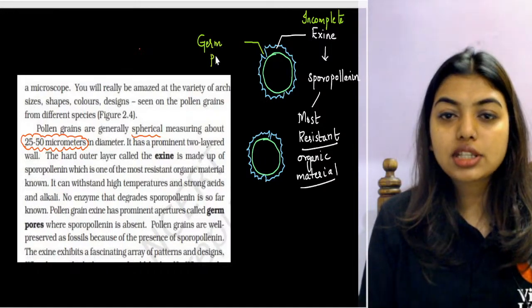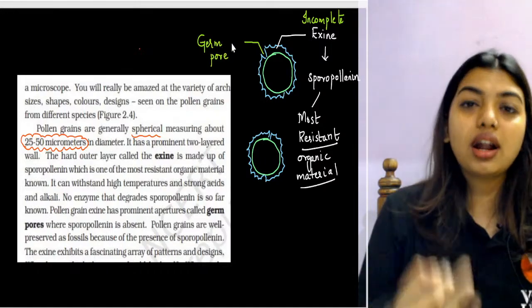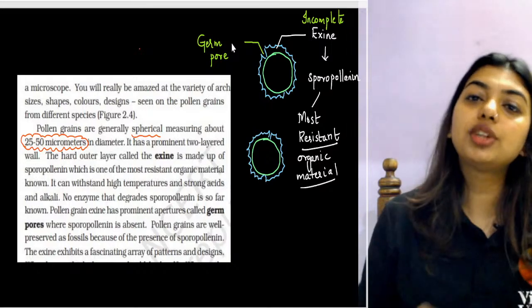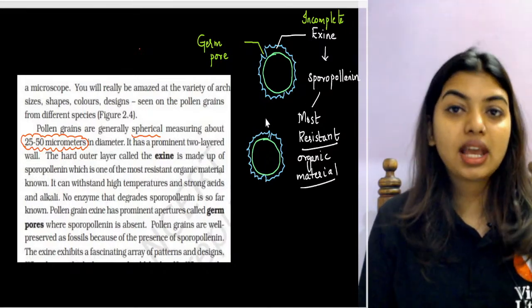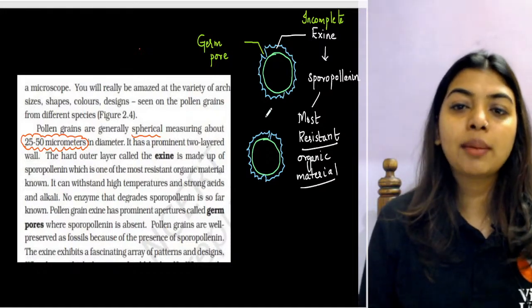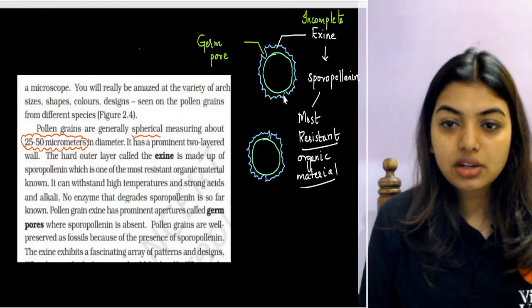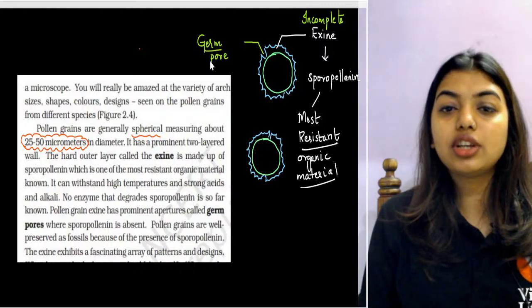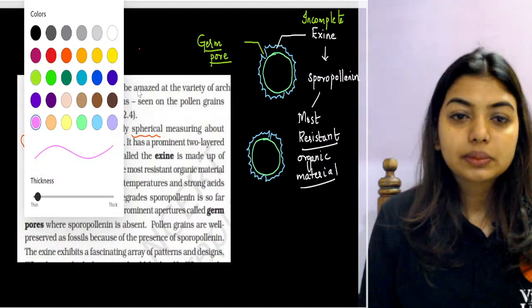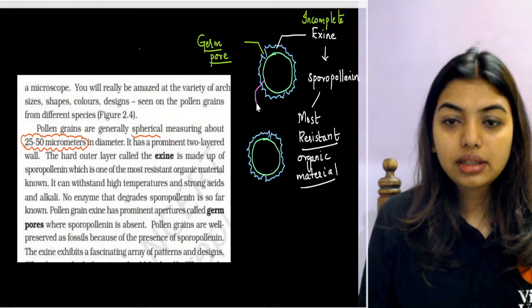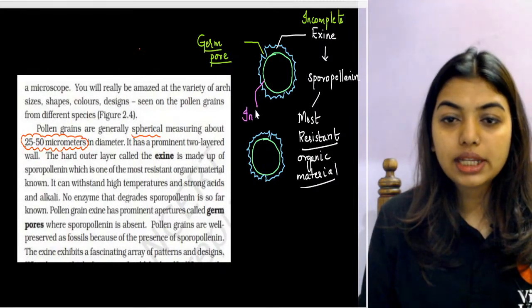It's because this is a very resistant and very hard layer. How will pollen tube germination happen? If pollen tube germination has to happen, then there should be a space, right? Otherwise the pollen tube germination will not happen. So the space that is given here is called the germ pore. Okay, now the next layer, the inner layer. The inner layer is going to be called the intine.